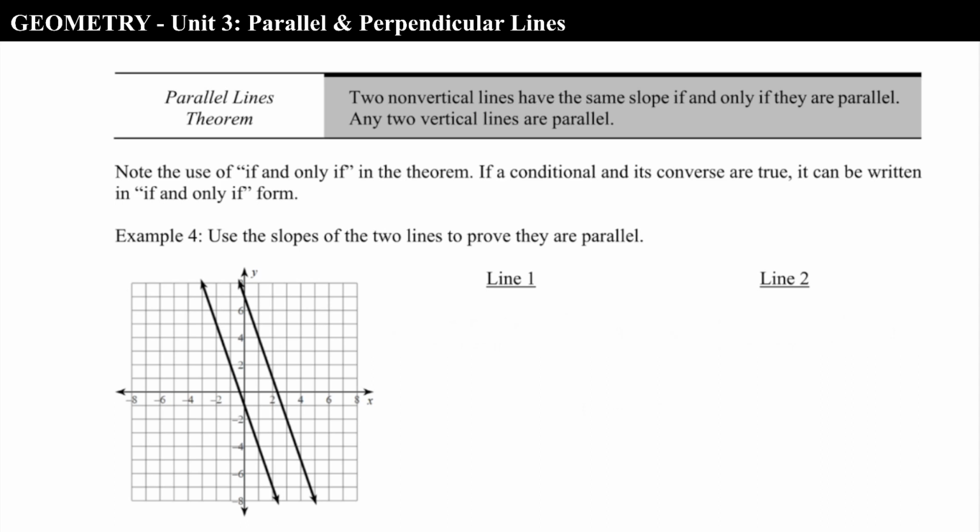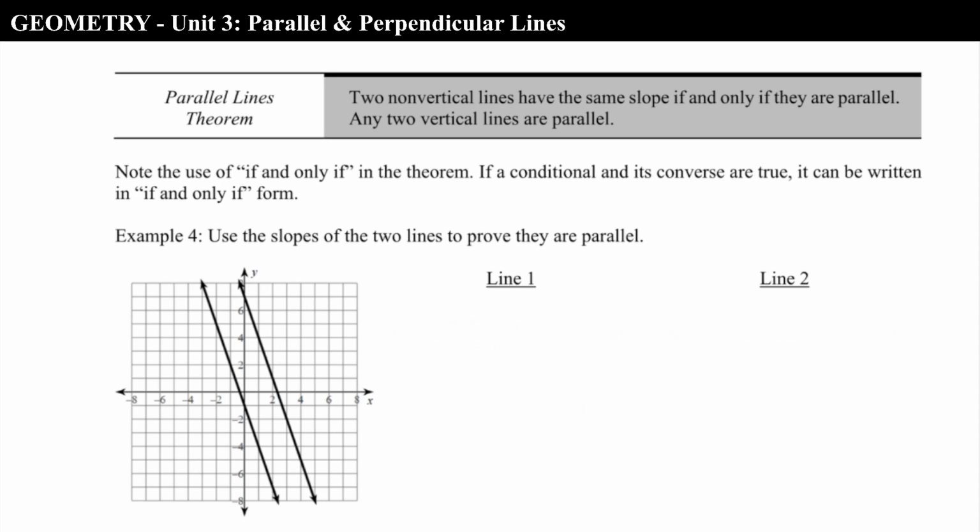So in other words, we can say two non-vertical lines have the same slope if they are parallel. We can also say if two lines are parallel, then they have the same slope. Okay? If they have the same slope, then they are parallel. If they are parallel, then they have the same slope. It works both directions. We also throw in any two vertical lines are parallel to take care of the situation where we can't divide by 0.